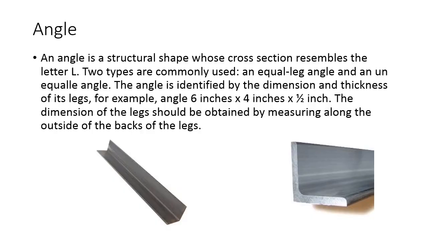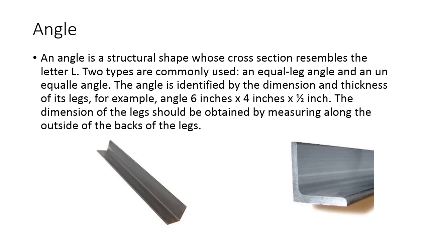Here we've got an angle, or commonly known as an angle iron. An angle is a structural shape whose cross-section resembles the letter L. Two types are commonly used, an equal leg angle and an unequal angle. The angle is identified by the dimensions and thickness of its legs. For example, an angle 6 inches by 4 inches by ½ inch. The dimensions of the legs should be obtained by measuring along the outside backs of the legs.